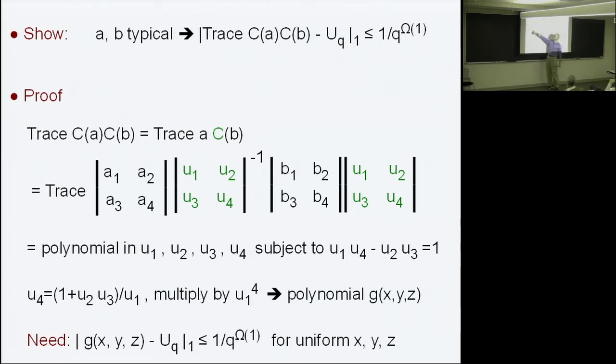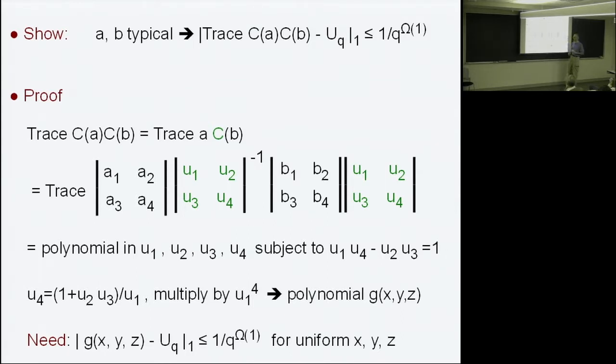So you're looking at the trace of CA and CB, and actually this thing has the same distribution as the trace of ACB, because the trace is shift invariant. So you actually have just one conjugate, because you're looking at the trace. This is A, and this comes from the conjugate here. This is B, and this comes from the conjugate. So the U's are the entries of the matrix, which gives this uniform conjugate. So you get a polynomial in these U's.